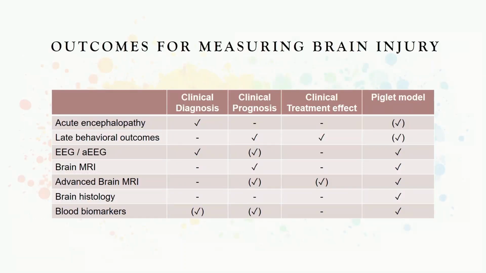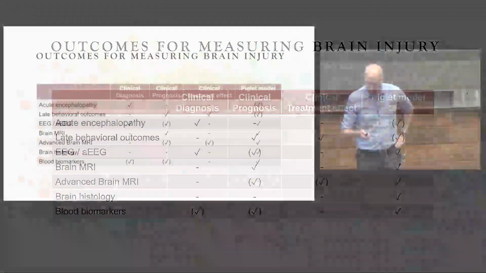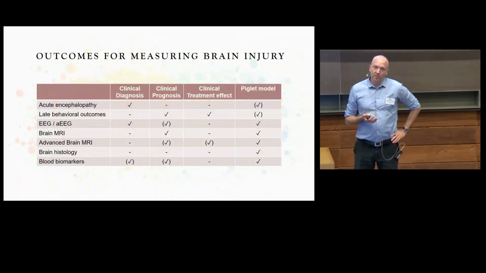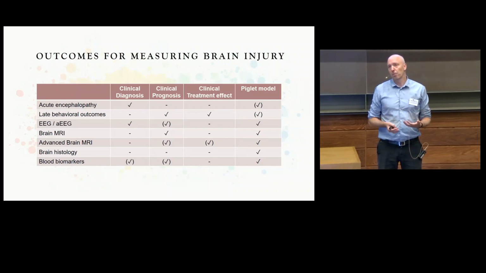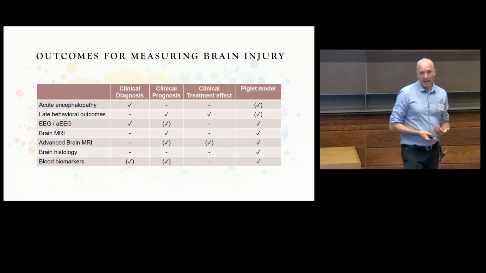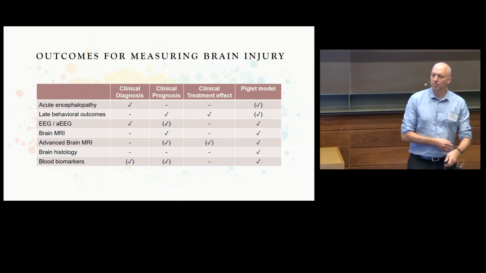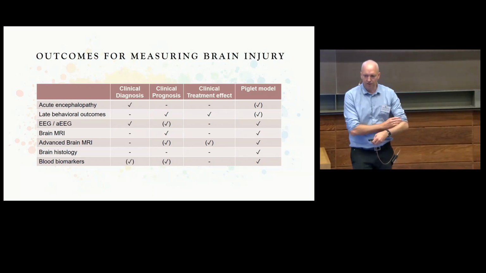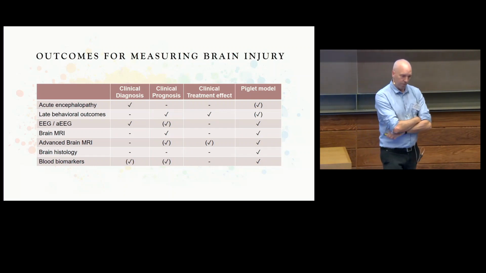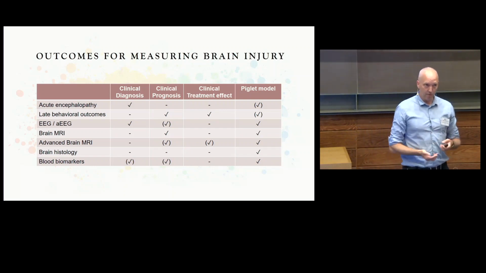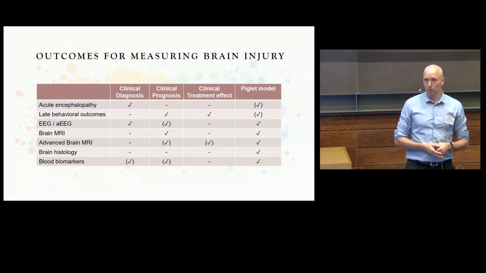So considering the different outcomes for measuring brain injury, obviously this slide is not exhaustive, but one of the best prognostic outcomes clinically is actually the degree of encephalopathy on clinical examination. We can do that with the babies. We use it for the diagnosis, for initiating treatment, but it's not very good to evaluate treatment effect. It's a little difficult in the piglet model. The gold standard, obviously, is the late behavioral outcomes. How did it go when the baby was older?